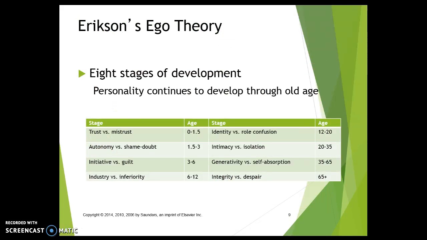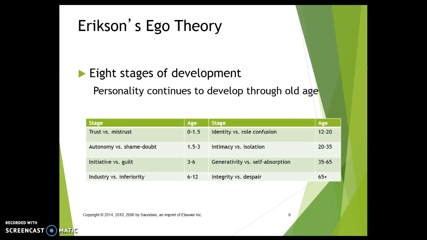Erikson's ego theory has 8 stages of development and says personality continues to develop through old age. So this is a great one that we use. You have your trust versus mistrust, 0 to a year and a half, autonomy versus shame and doubt.